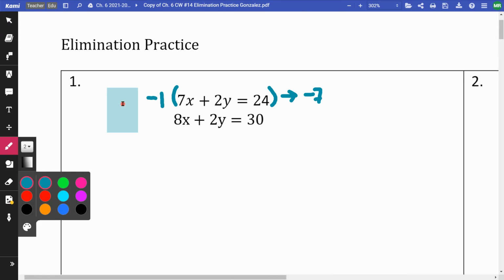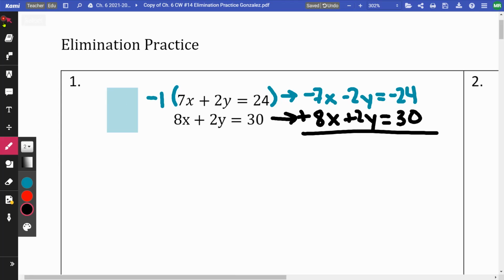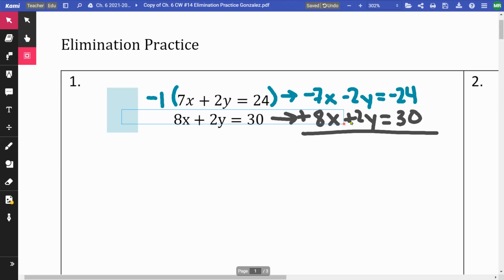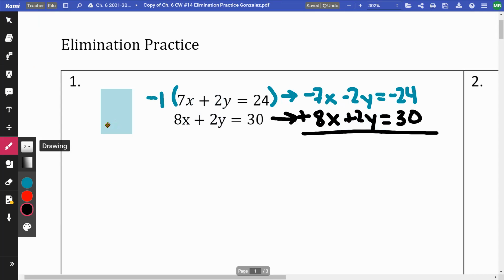And I'm going to get -7x minus 2y is equal to -24. My second equation, I'm keeping as is, 8x plus 2y is equal to 30. I'm going to add these two equations together. And what's going to happen now is my y's are going to cancel out because I'm going to have a positive and a negative. Okay. So when I combine these, I get x, my y's cancel out, is equal to 6.